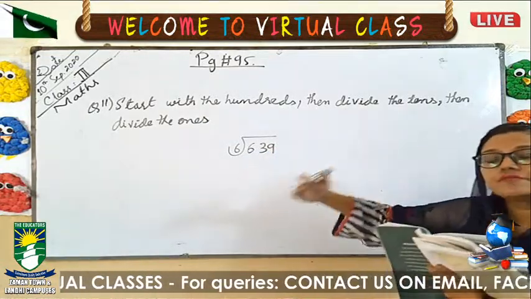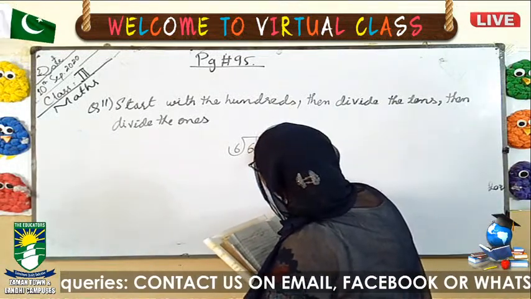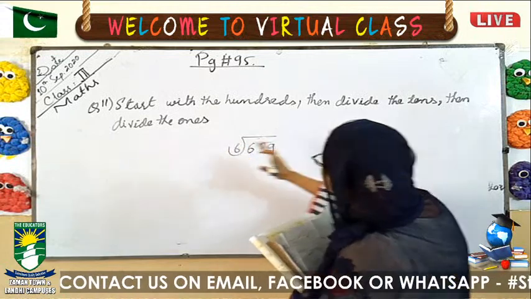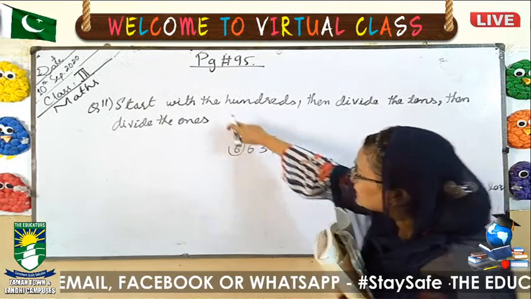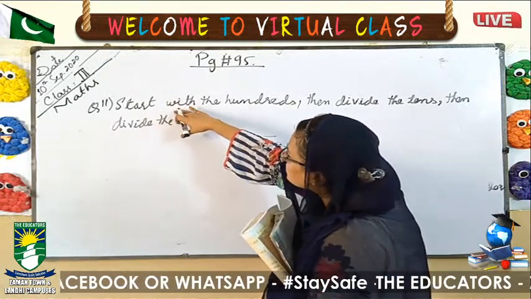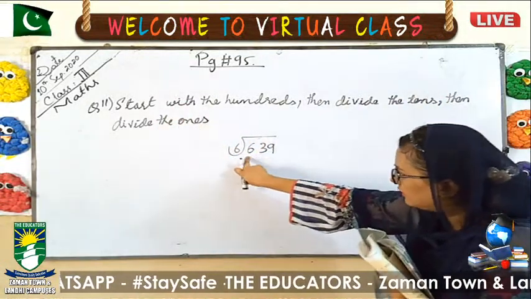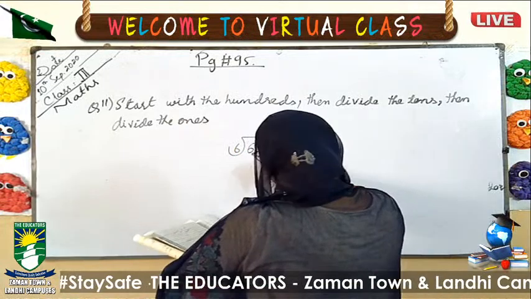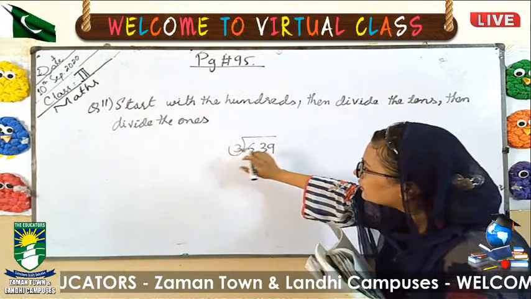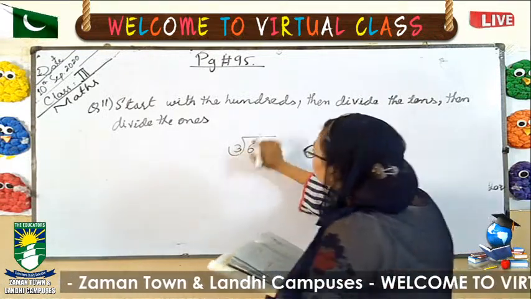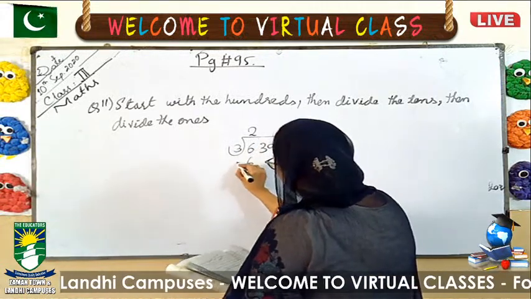You will simply solve one digit at a time. First you will solve, as you know, the ones, tens, and then we move forward like this. So first we will start from the hundreds as given in the question: start with the hundreds, then divide the tens, then divide the ones. Now 6 in the table of 3 is possible. 3 into 2 is equal to 6. Now you will write over here.